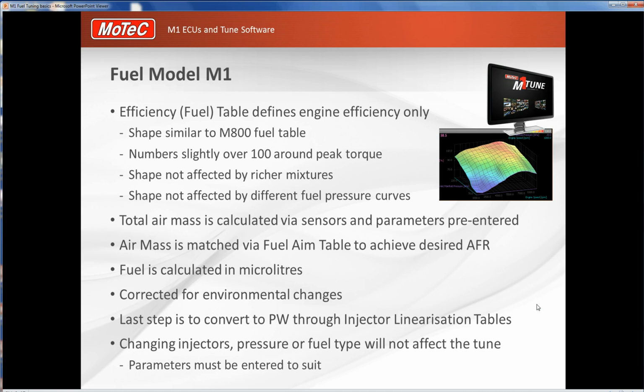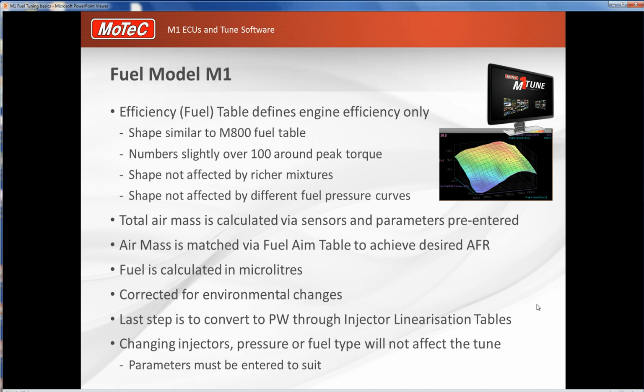Alright, so the shape will be similar to an M800 fuel table, but what the shape will actually represent is the engine's exact ability to flow air at any given engine speed or load, or manifold pressure in the case of the efficiency table. The shape is not affected by richer or leaner mixtures. It's not affected by fuel pressure curves. The only thing that will affect this shape is the engine's ability to breathe air, as was said.